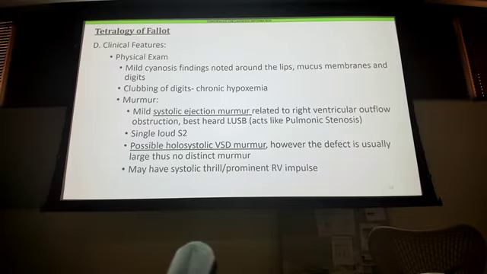So in addition to the cyanosis and the TET spells, what else could you see? Well, you're going to have a systolic ejection murmur in the left upper sternal border because of that outflow obstruction, which mimics a pulmonic stenosis. You may have a holosystolic murmur associated with that VSD also present. So a couple of things there as products of the 4 things that are wrong in tetralogy of Fallot.